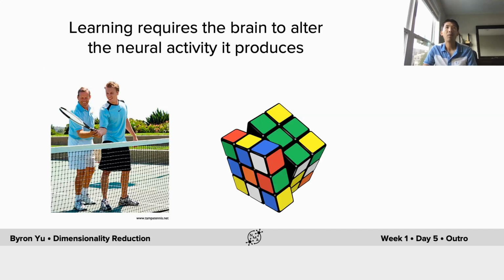So learning requires the brain to alter the neural activity that it produces. Whether it be learning a sport, or some other physical activity, say dancing, or a more cognitive activity such as manipulating a Rubik's Cube or math or learning a new language, in all of these cases, learning requires the brain to alter the neural activity that it produces. Between when you are a novice to when you become an expert, something changes in your brain.